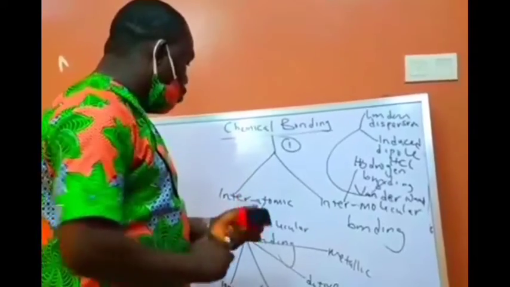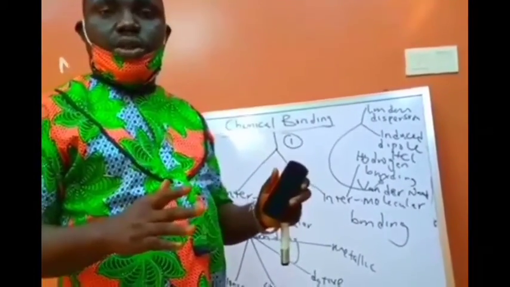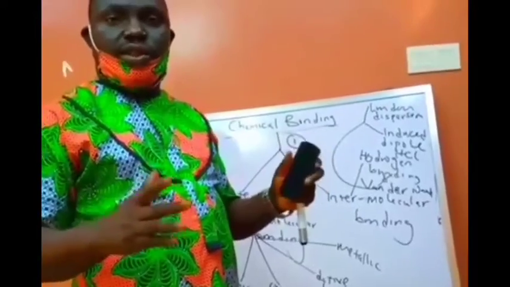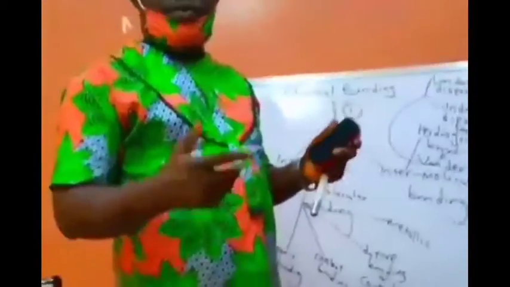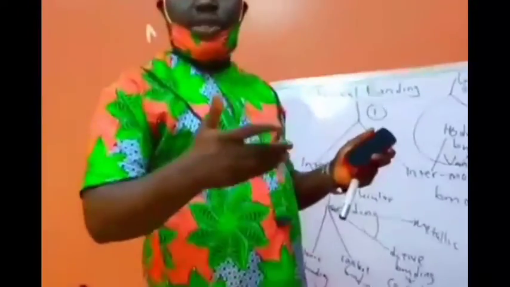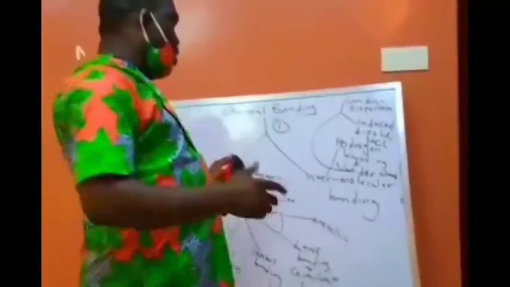Then coming to the covalent, it's just the opposite of ionic. Covalent bonding basically talks about the sharing of the electron between the two participating atoms. For example, the formation of chlorine molecule, the formation of carbon dioxide, the formation of nitrogen molecule, are all covalent bonding. So there's a sharing.